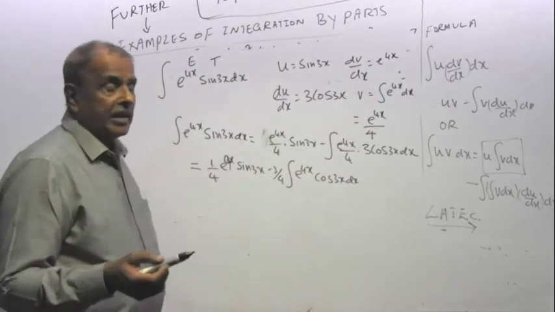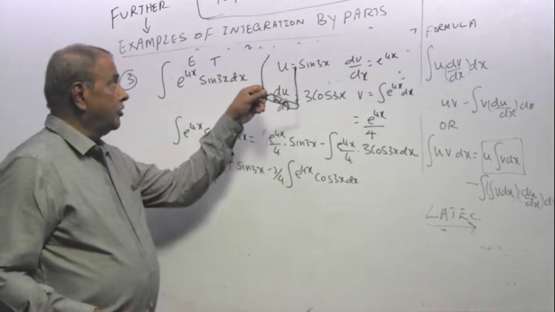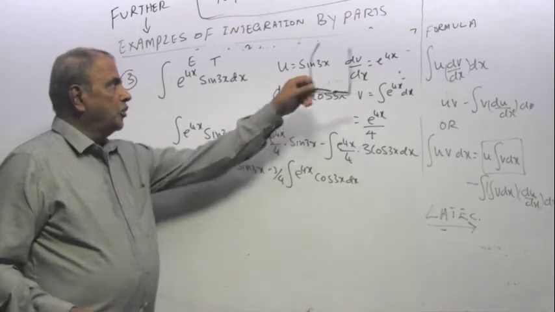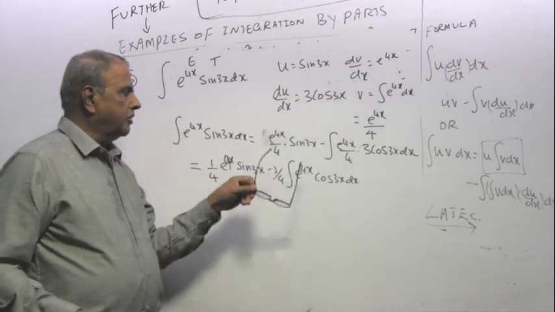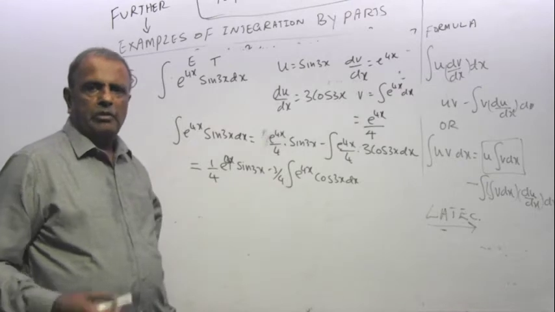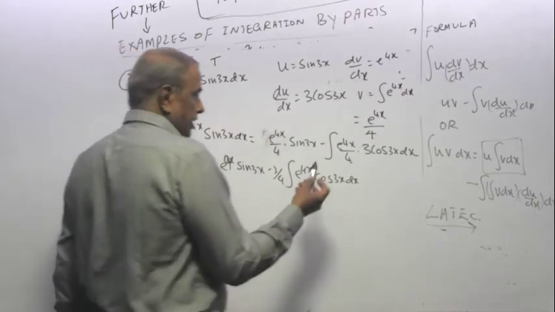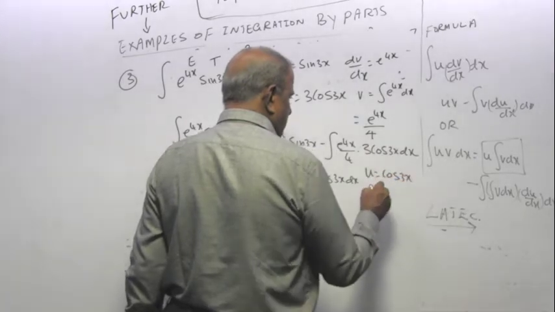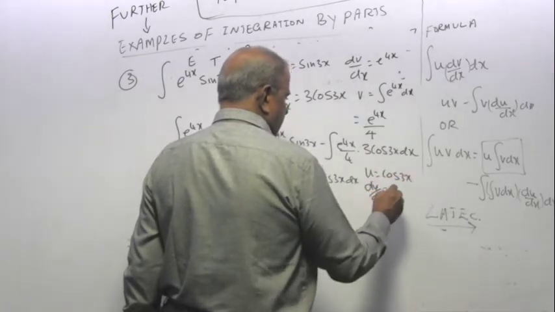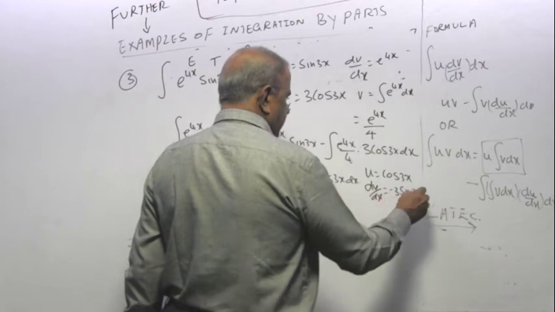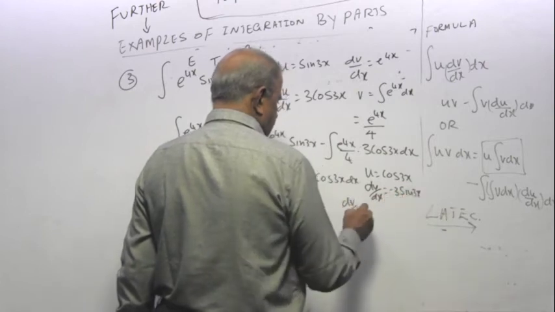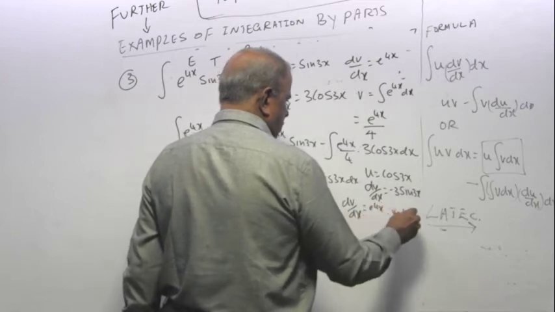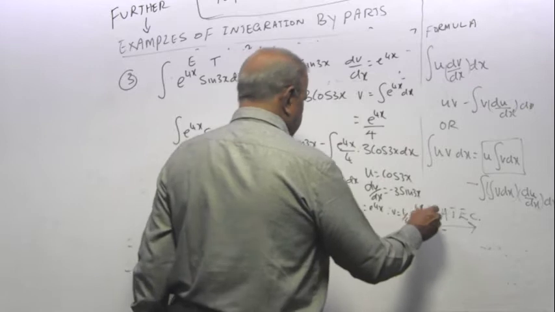Again LATEC, otherwise you used u as sine, got a cos. So u must be cos. You use e power 4x, got e power 4x. So dv by dx must be e power 4x. Otherwise use LATEC, so you get the same answer. So u equals cos 3x. So du by dx is minus 3 sine 3x. dv by dx equal to e power 4x. Therefore, v equal to quarter e power 4x.